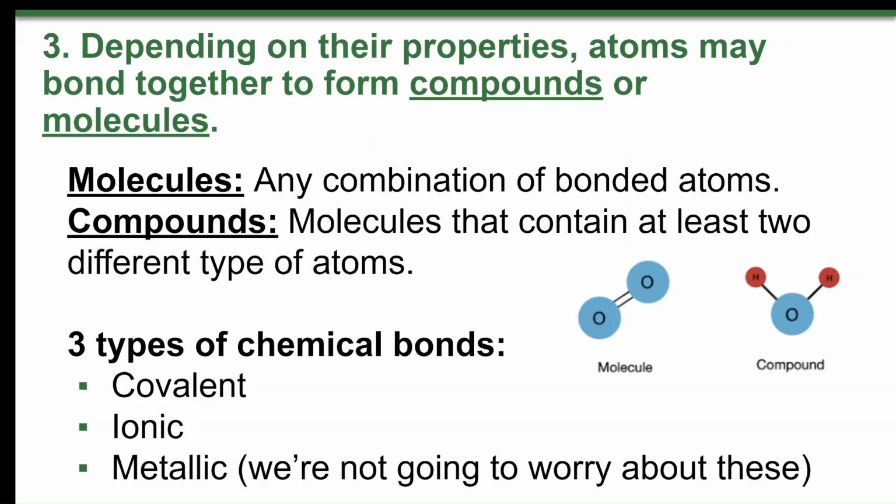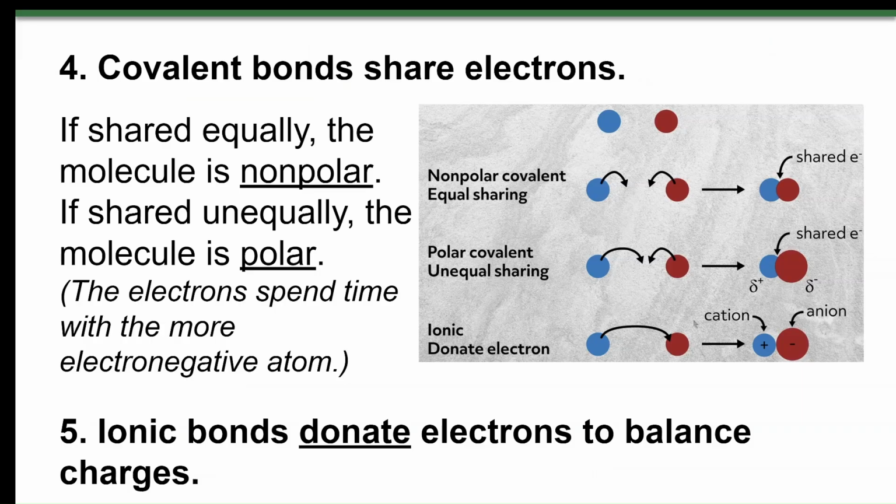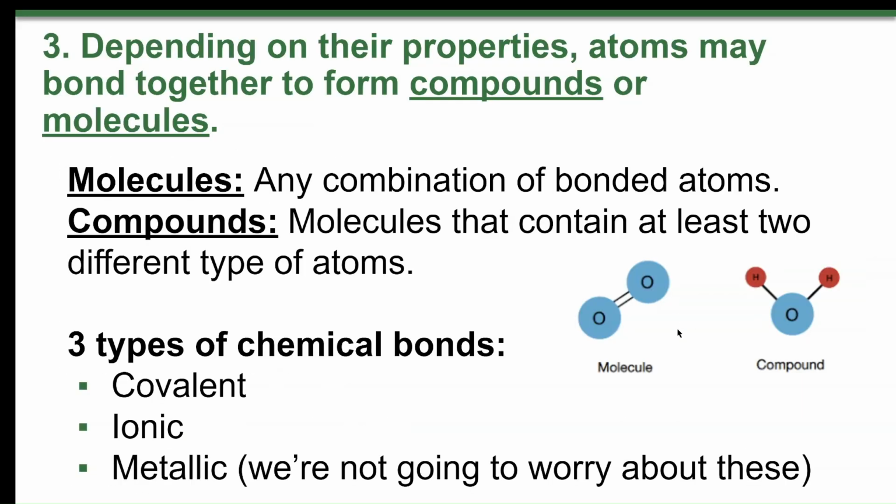The next part we're going to talk about is the difference between molecules and compounds. Depending on their properties, atoms may bond together to form compounds or molecules. A molecule is any combination of bonded atoms, whereas a compound is a molecule that contains at least 2 different types of atoms. So again, molecules contain more than one atom, which we've learned about a couple slides ago. Molecules have more than one atom, but they don't necessarily have to have different types of atoms.